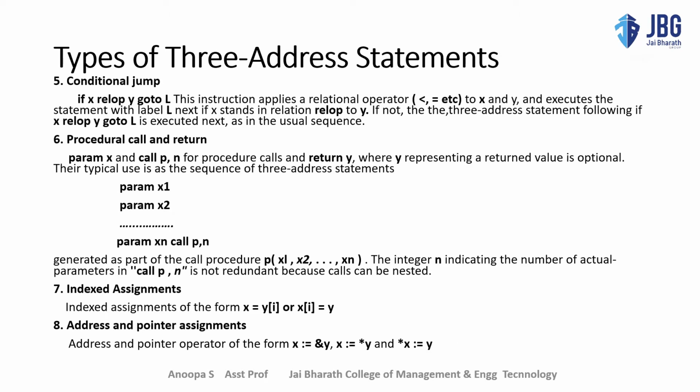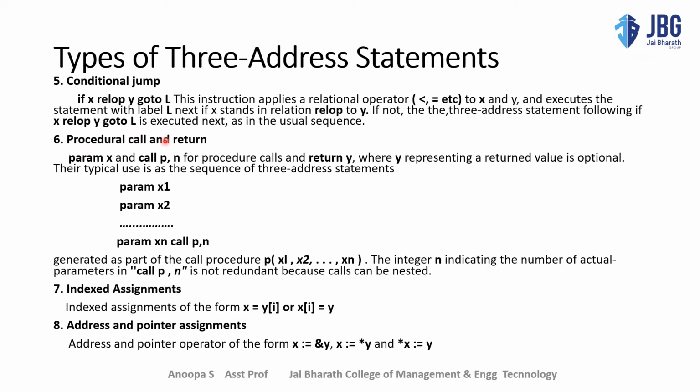Now next is conditional jump. So if x relational operator y, then go to L. When that relational condition evaluates to 1, then it will go to label L. Otherwise it will go to the statement after the if condition, right?